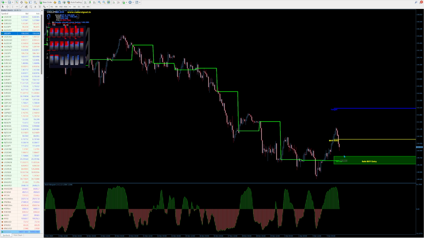Okay. I did download the radar signal indicator and templates. You can find them as well for your platform. Just load them onto the chart. This is a 1 hour chart.